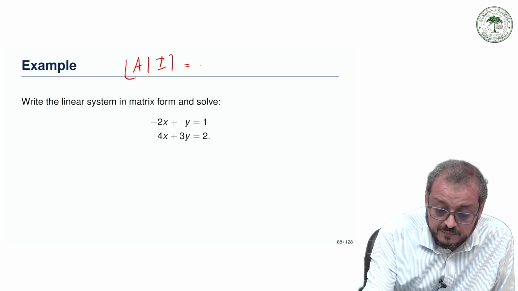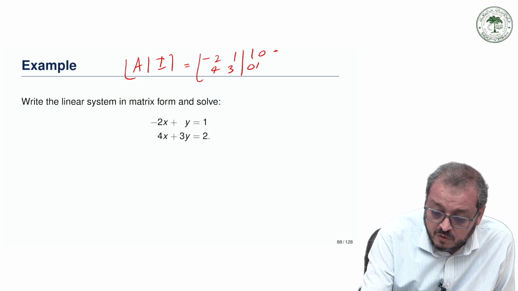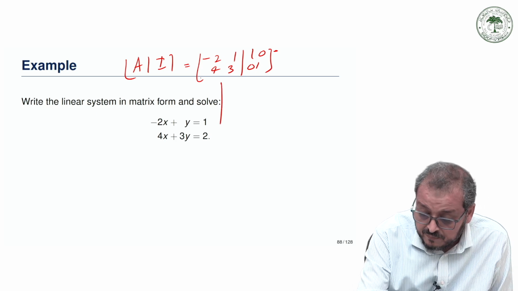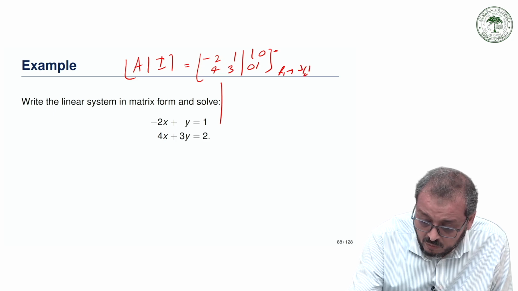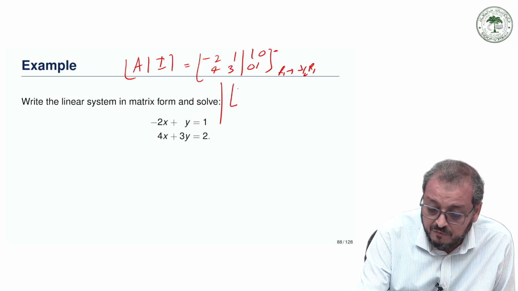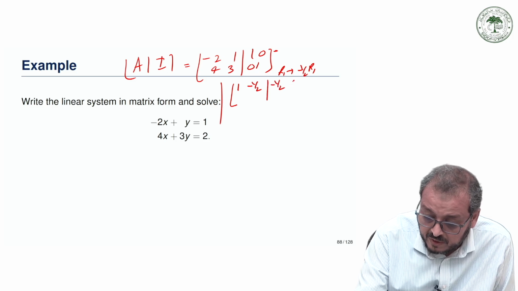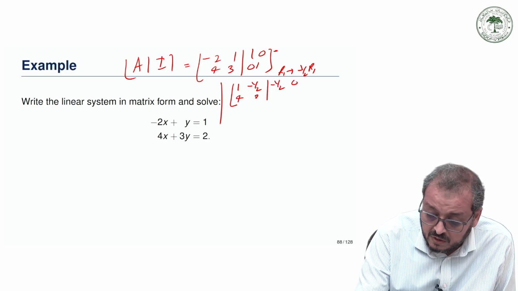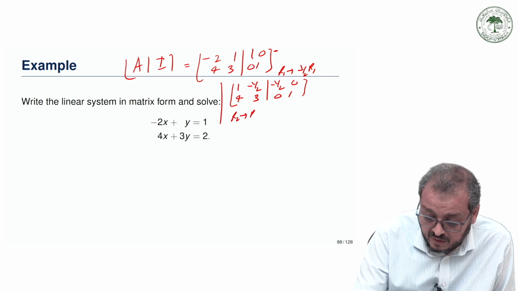So we take A = [[-2, 1], [4, 3]] and put the identity matrix next to it: [0, 1]. Now we replace R1 by -1/2 R1, so this can be written as [1, -1/2 | -1/2, 0] and [4, 3 | 0, 1]. Now we have to replace R2 by R2 minus 4 times R1.